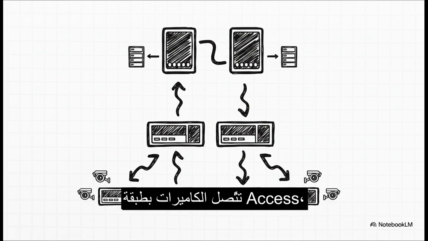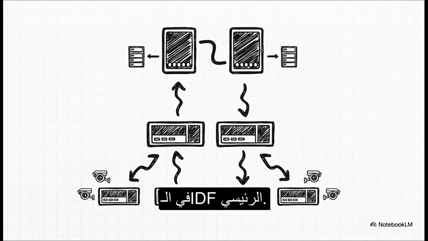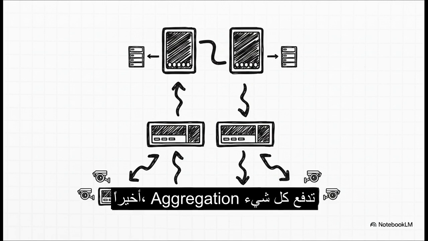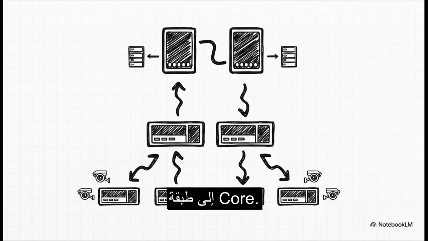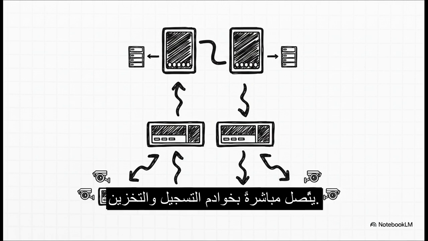So the cameras hit the access layer, and then that access layer feeds into the aggregation layer in your main IDF. Now, aggregation uses higher port speeds and doesn't need PoE. Finally, aggregation pushes everything all the way up to the core layer. That core is the absolute top of your hierarchy, acting as a redundant pair in the main equipment room, connecting straight to your recording servers and storage.